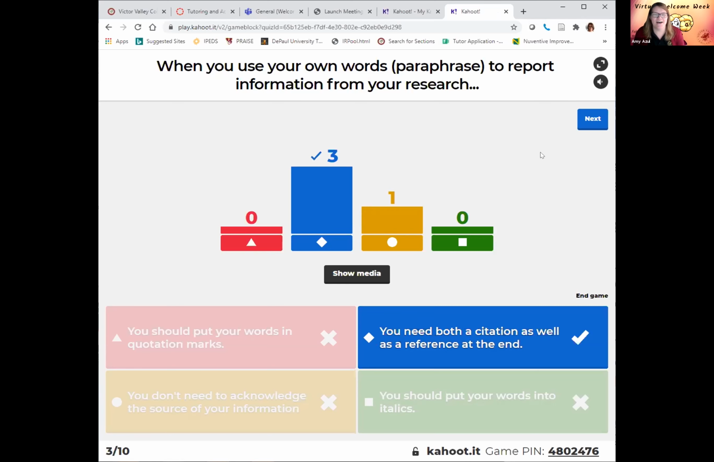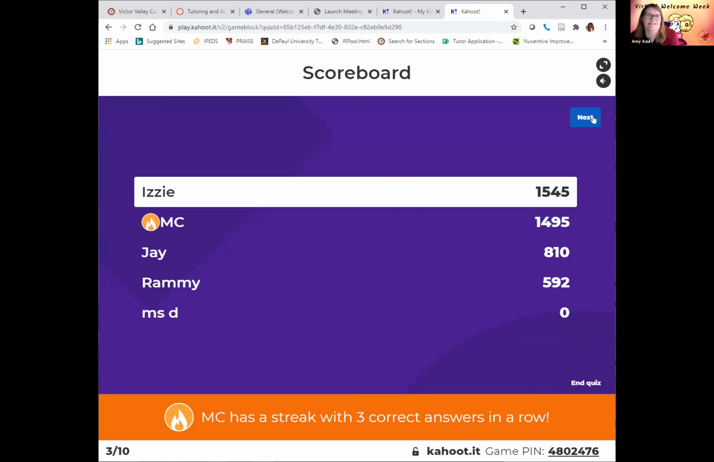But yeah, no, you need both a citation as well as a reference at the end. I don't know, when you use your own words, I should have checked that. If it's your own words, but if you are paraphrasing, yes, you still need to cite it. If you're citing somebody else's ideas, if the ideas didn't come out of your brain, yes, you do need to cite it and have that reference at the end. Good job, guys.